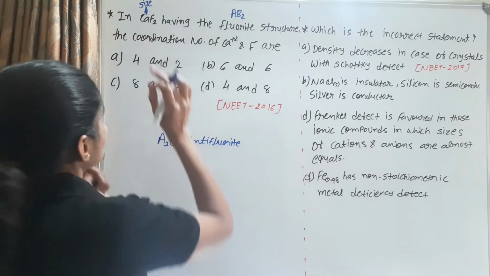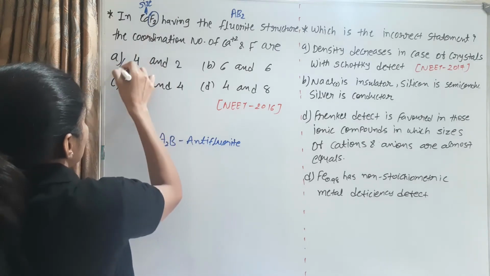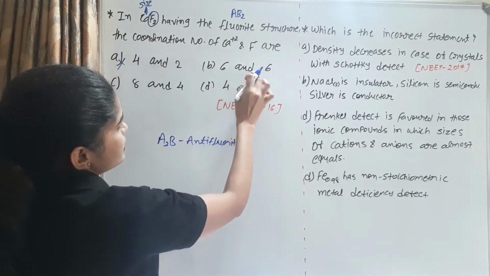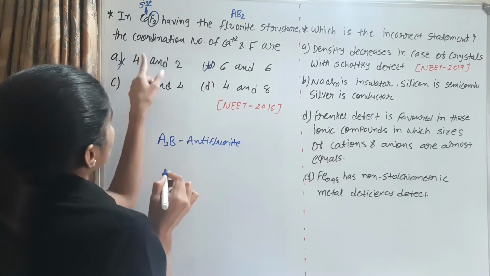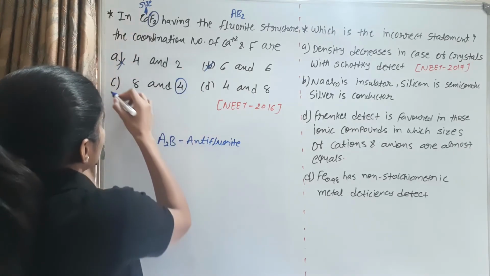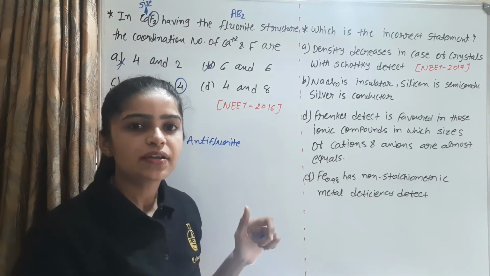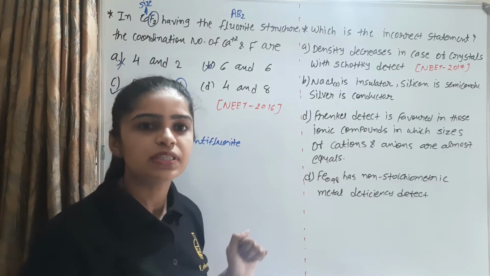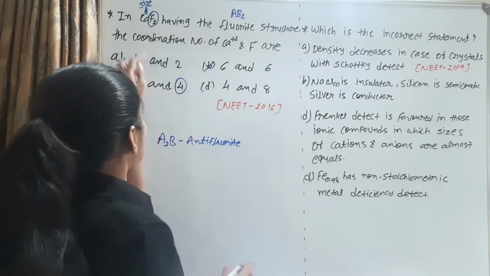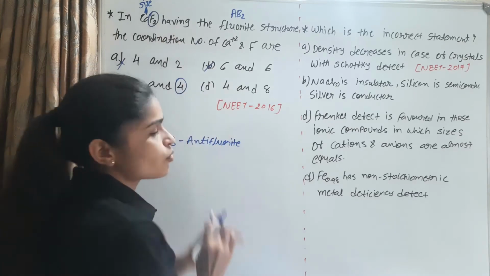Then check the F minus coordination number 4. First option, 4 and 2, this is wrong. Then 6 and 6, wrong. 8 and 4, 4 for the F minus, so this is the right option, because F minus occupies all tetrahedral voids and Ca plus 2 adopts the CCP structure. That way Ca has 8 coordination number and F has 4 coordination number.